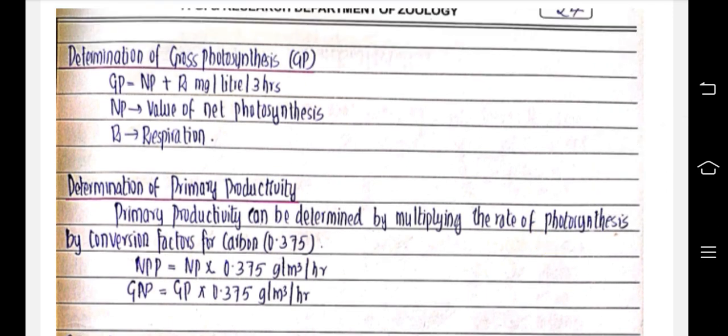Once again, determination of gross photosynthesis: Gp is equal to Np plus R mg per liter per 3 hours. Np is the value of net photosynthesis, R is respiration. Then determination of primary productivity. Primary productivity can be determined by multiplying the rate of photosynthesis by the conversion factor of carbon, which is 0.375.